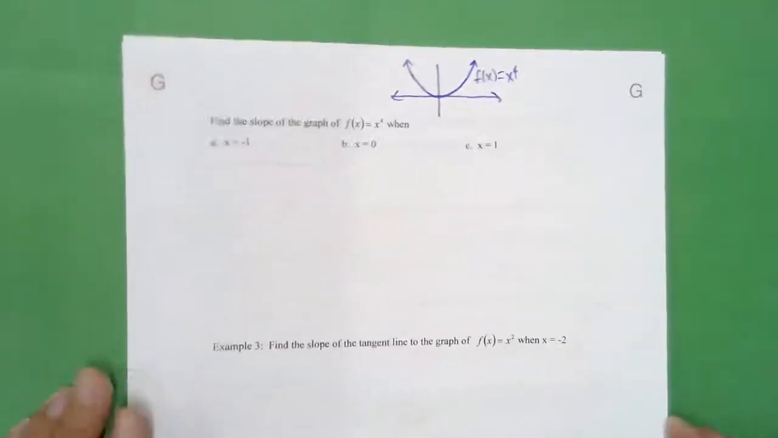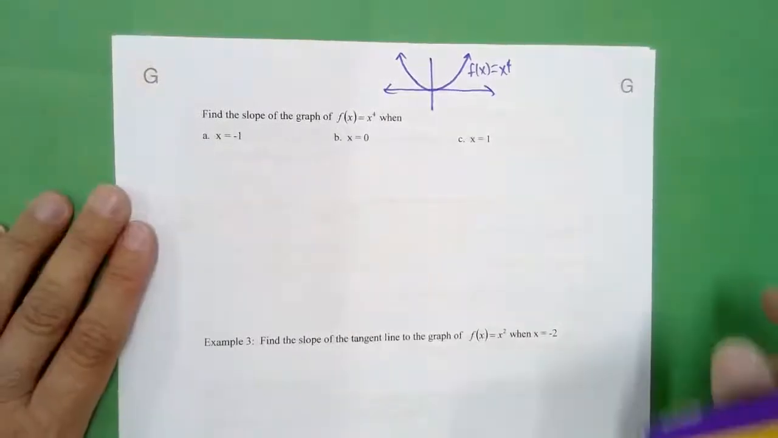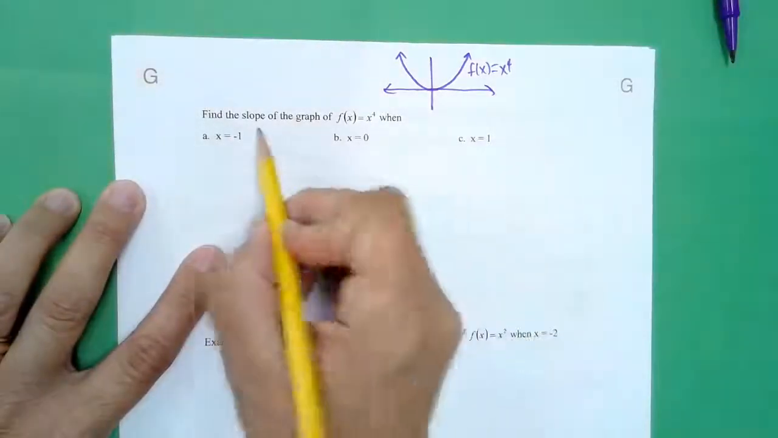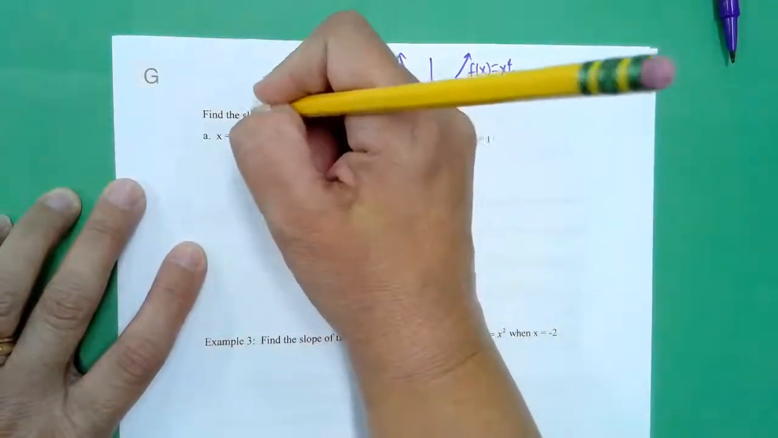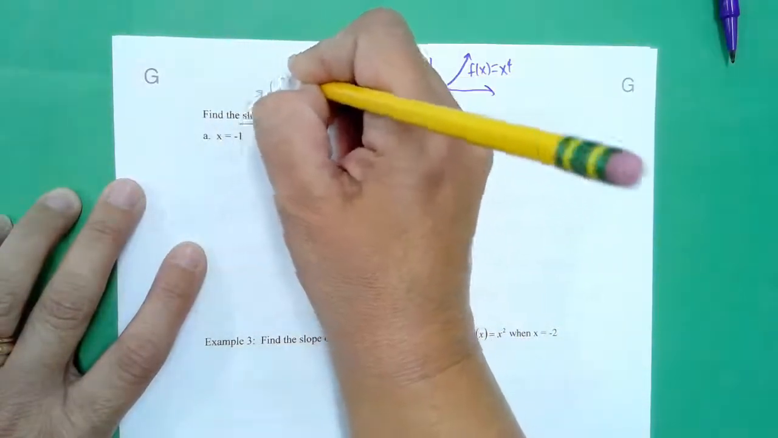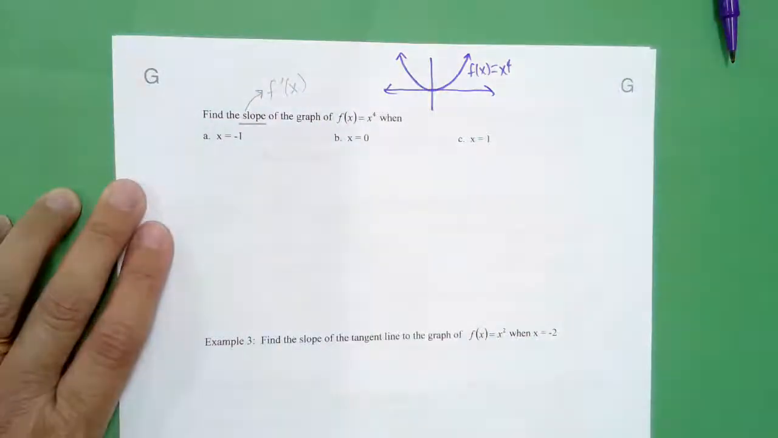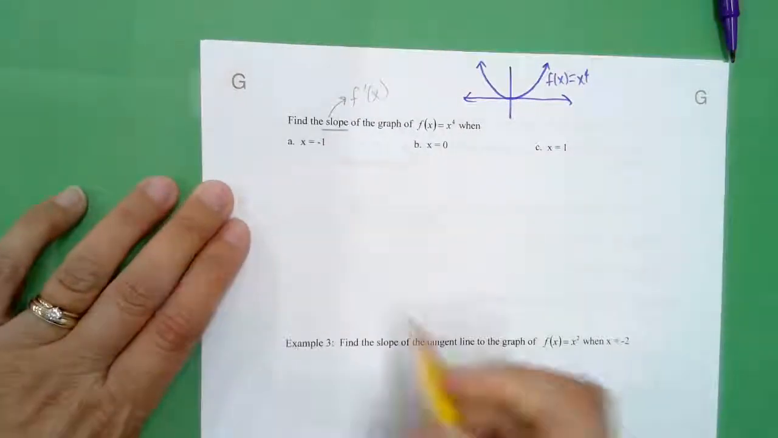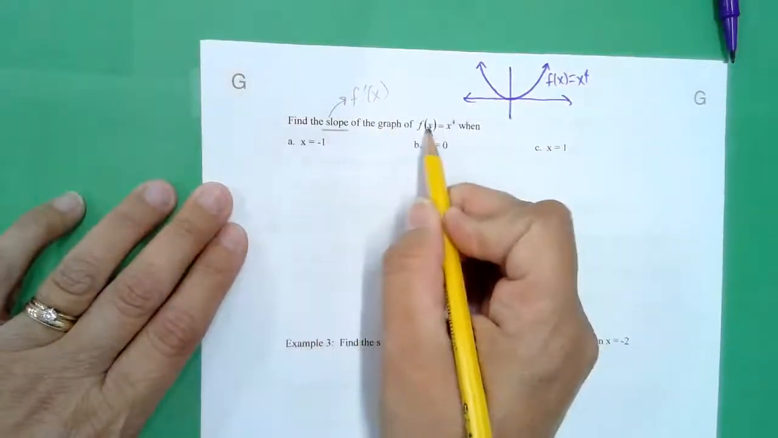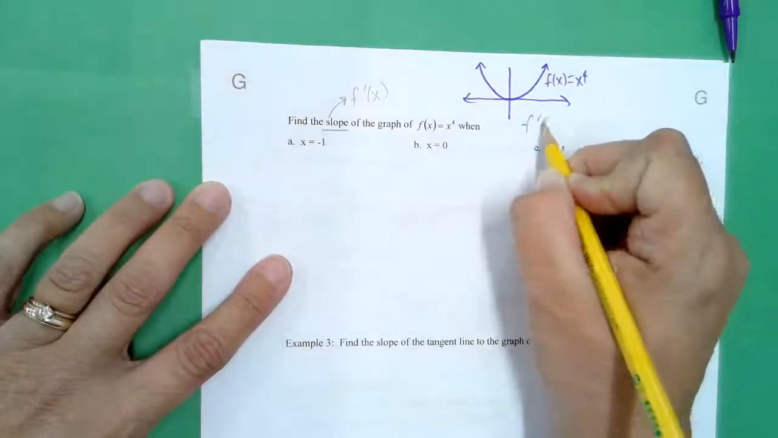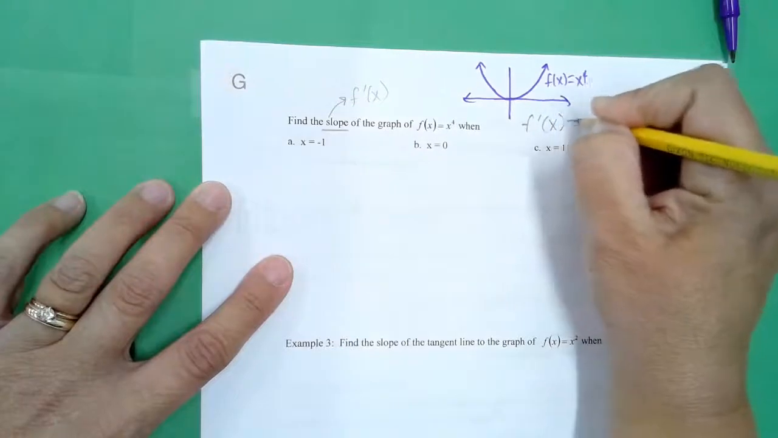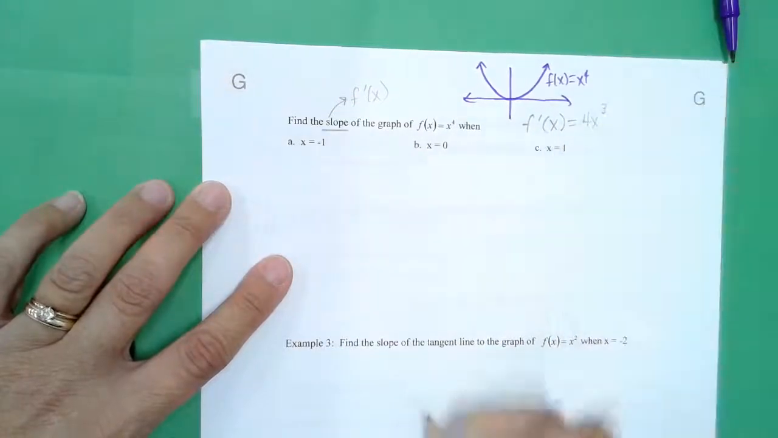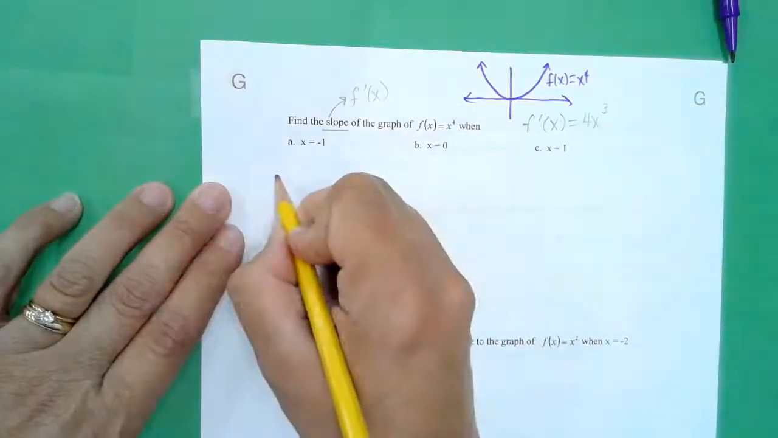Flipping over to the next page, G, I've already written on the top, f of x equals x to the 4th. So we have a quartic function here. And let's say we want to find the slope of the graph at these specific points. Keep in mind slope now is derivative. And then we're going to evaluate. So instantaneous rate of change. So here's my function. I'm going to write f prime of x using our power rule. Then I'm going to apply it.